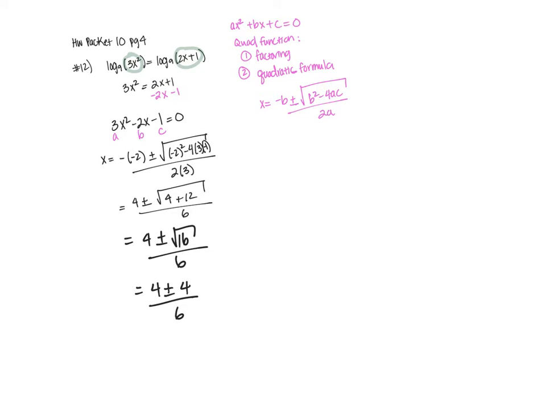Oops, my bad. Let's see if I can erase that. So that shouldn't be a 4, it should be a 2. My bad. So I have 2 plus or minus 4 over 6. And when I get to this part here, what do I do? Well, I have to split it up into two equations, one with a plus 4 and one with a minus 4. So I have x equals 2 plus 4 over 6, and then I have x equals 2 minus 4 over 6.